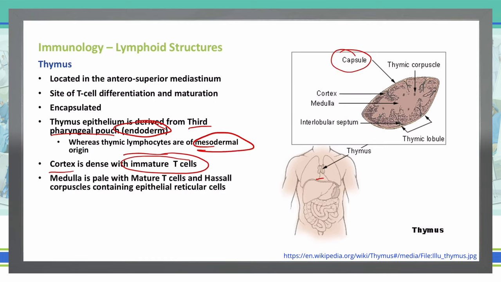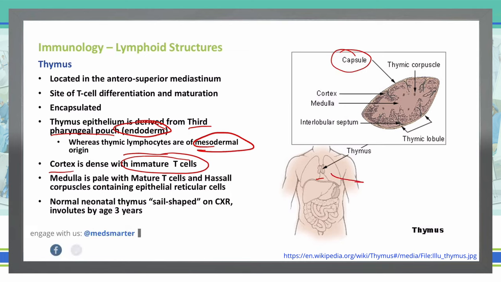Below that is our medulla. That is where we have our mature T cells. It's a pale color, not as dense and packed as the cortex is. We also see Hassall corpuscles that contain epithelial reticular cells within that particular structure. Normal neonatal thymus has a sail shape on chest x-ray. I don't have a picture of that. You can kind of see that a little bit here in this drawing. And you will often see the thymus involute by 3 years of age.